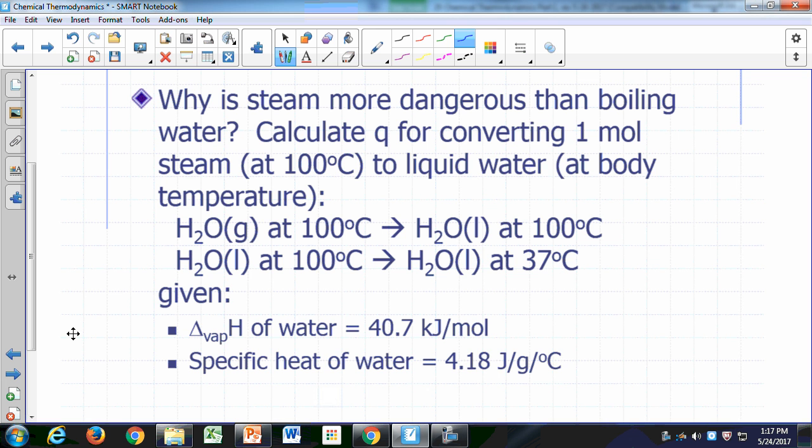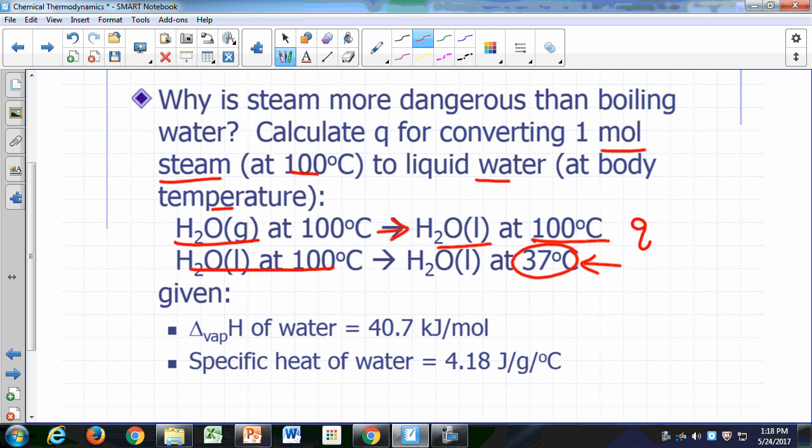Okay. Why is steam more dangerous than boiling water? Well, let's calculate Q for converting 1 mole of steam at 100 degrees, that's water vapor, to liquid water at body temperature. Body temperature is 37 degrees. So what's going to happen if you expose yourself to steam? Well, water vapor at 100 degrees is going to condense into liquid water, which is also at 100 degrees. So it's going to be from steam to boiling water, and then your boiling water at 100 degrees Celsius is going to cool down eventually to your body temperature, which is 37 degrees Celsius.